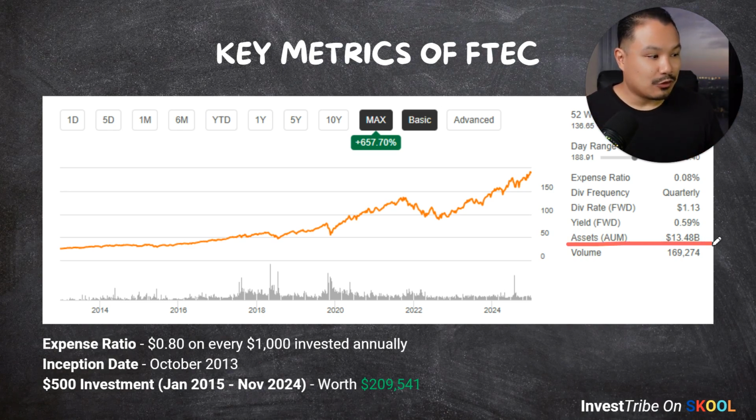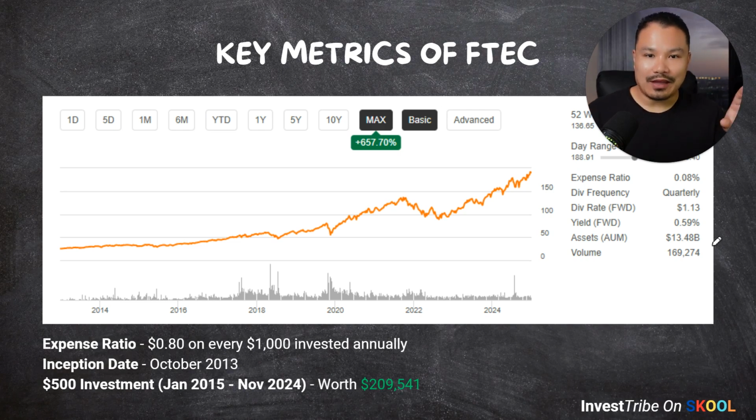It has $13.5 billion in assets under management. And this is important because this is telling me that there's a lot of investor money in this ETF, in this product. All right.